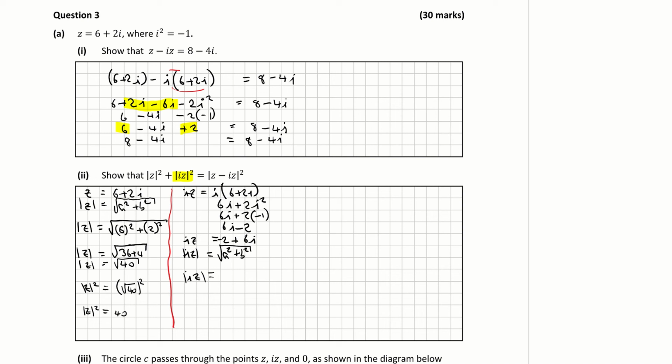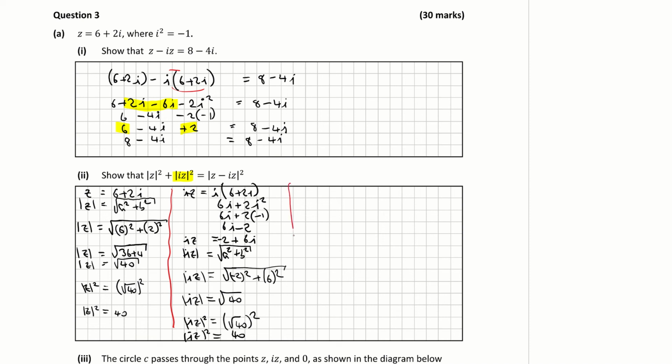So the modulus of iz is equal to the square root of minus 2 all to be squared plus 6 all to be squared, which once again is giving me 4 plus 36, which is the square root of 40. And once again, they want us to get the square of that. So it's the square of the square root of 40, which is equal to 40. And you can see that that's the same as the modulus of z squared.